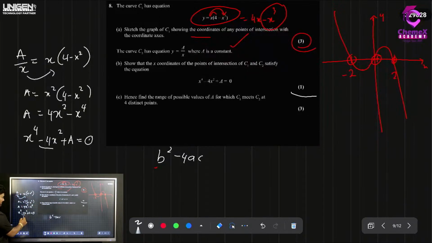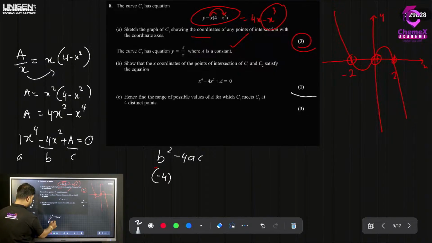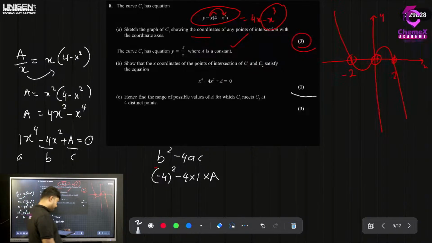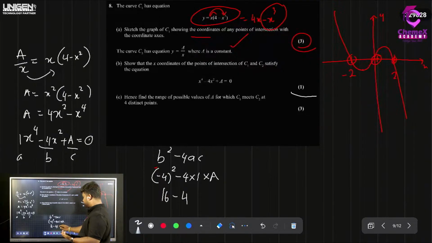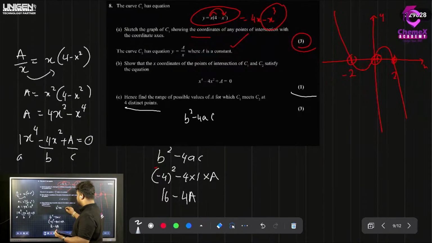So what's it going to be? b is going to be this, c is going to be this, a is going to be 1. So minus 4 squared minus 4 times 1 times a. Okay. So it's going to be 16 minus 4a. So I just got the b squared minus 4ac. If it has 4 distinct points, that means b squared minus 4ac is larger than 0.